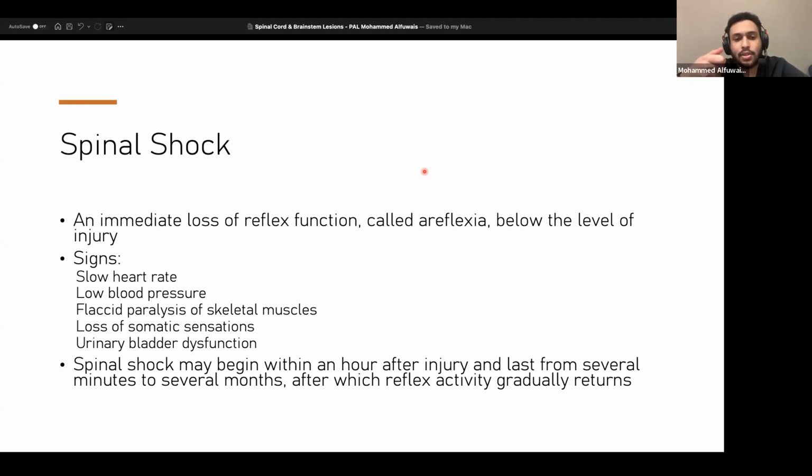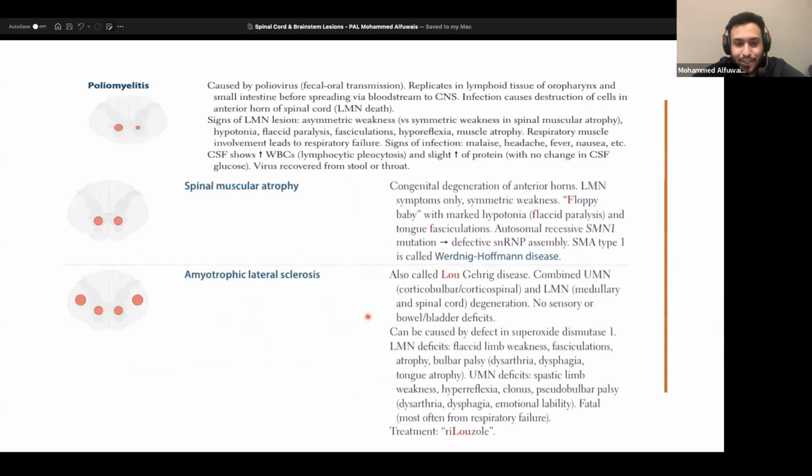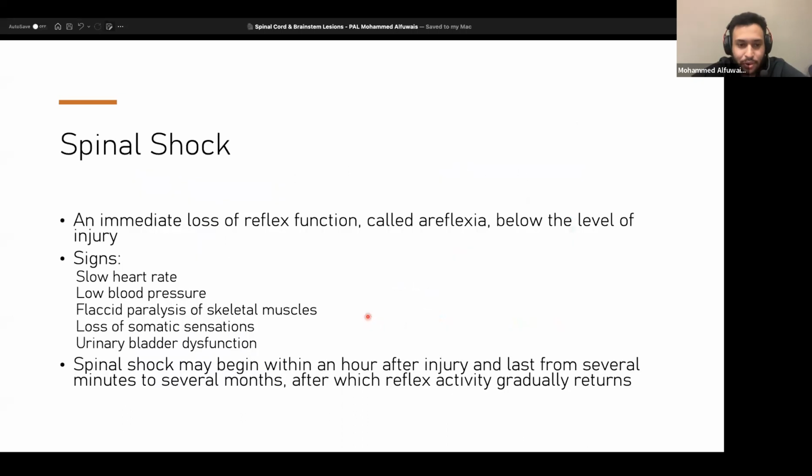You basically pinch the tip of the penis, for example, and it will elicit a response that will cause contraction of the anal sphincter. If it doesn't contract, then you have loss of autonomic function, which is seen in spinal shock. After the spinal shock subsides, so after all the reflexes come back, then you'll start seeing these syndromes. You'll start to see these specific signs. So that's what happens initially when you have a spinal cord injury.